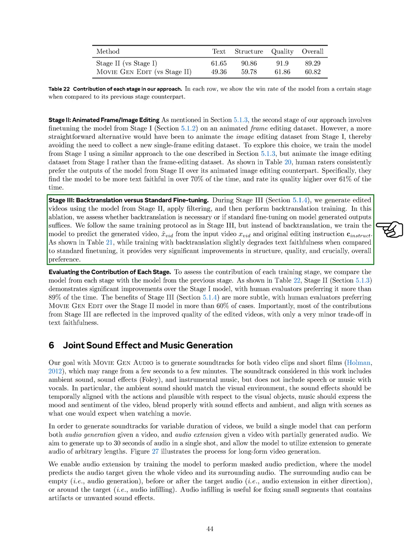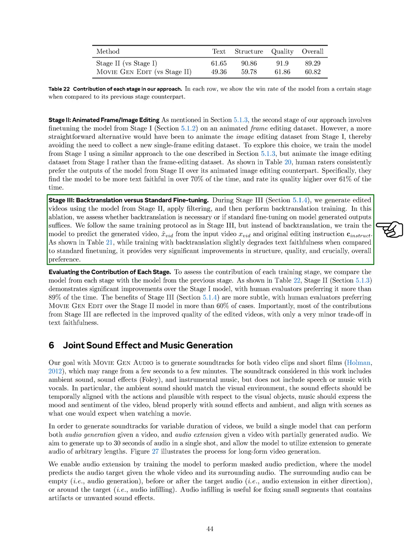In Stage 3, we generate edited videos using the Stage 2 model, apply filtering, and then perform back translation training. Here, we evaluate whether back translation is necessary or if standard fine-tuning on generated outputs is sufficient. We follow the same training protocol but focus on predicting the generated video from the input video and original editing instruction instead of back translation. Our results indicate that while back translation slightly reduces text faithfulness, it significantly enhances structure, quality, and overall preference.